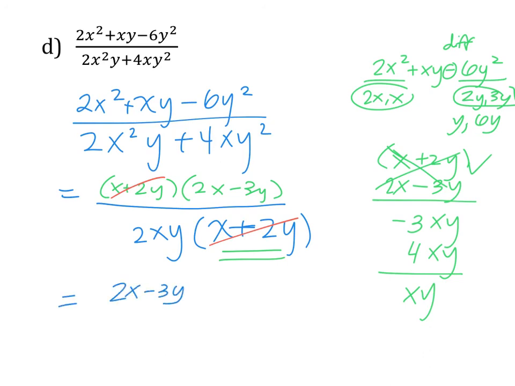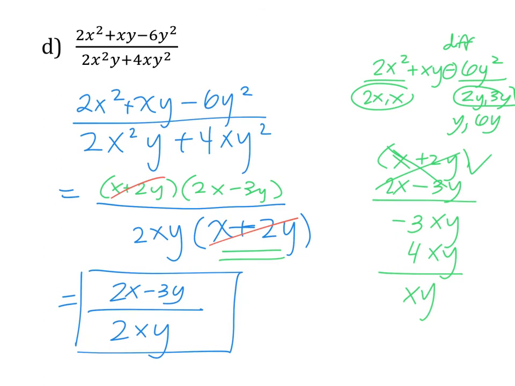2x minus 3y divided by 2xy. And then that's it. That's it for the examples. You might benefit from doing a lot of practice for this one, so I suggest you do the odd numbers in the book and then check the back to see if your answers are correct.